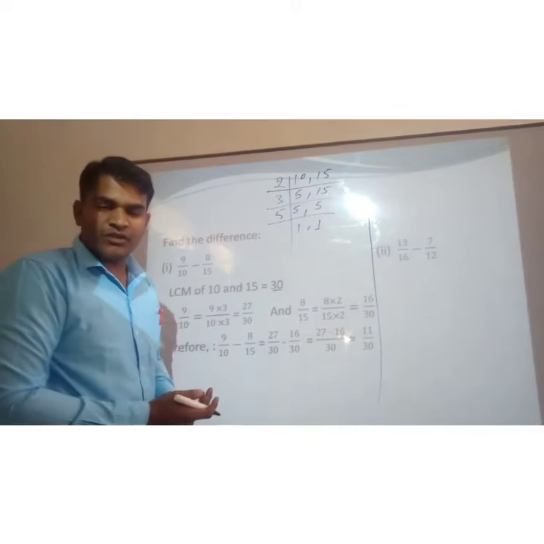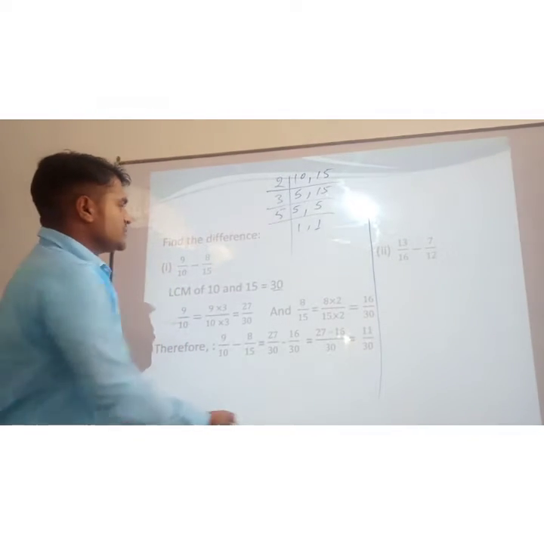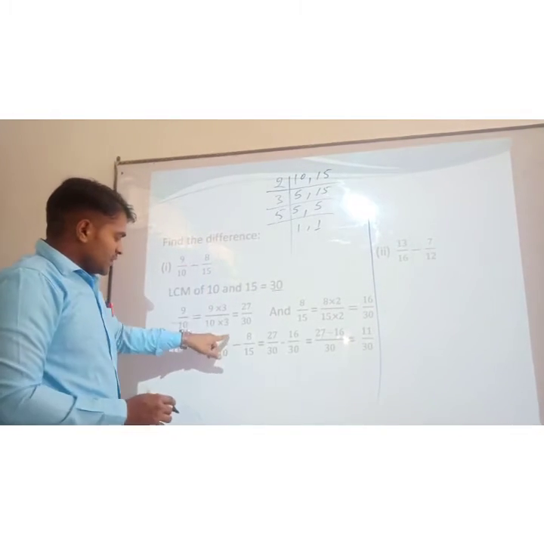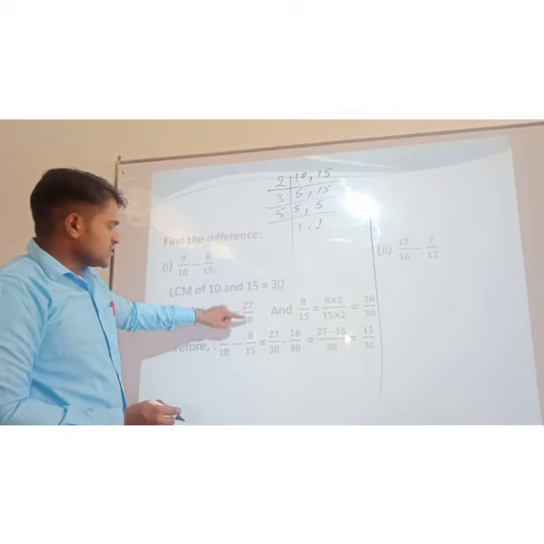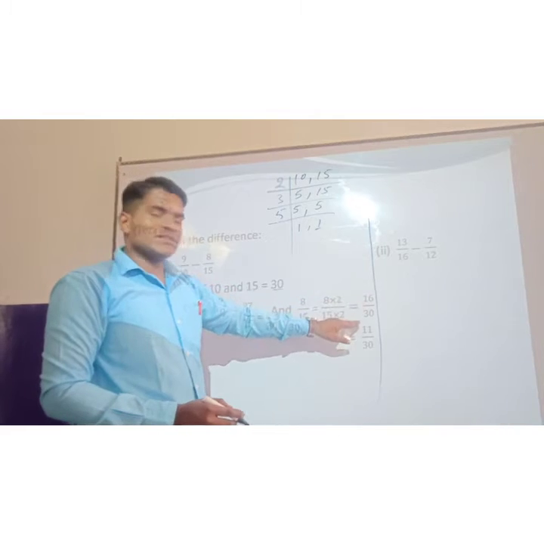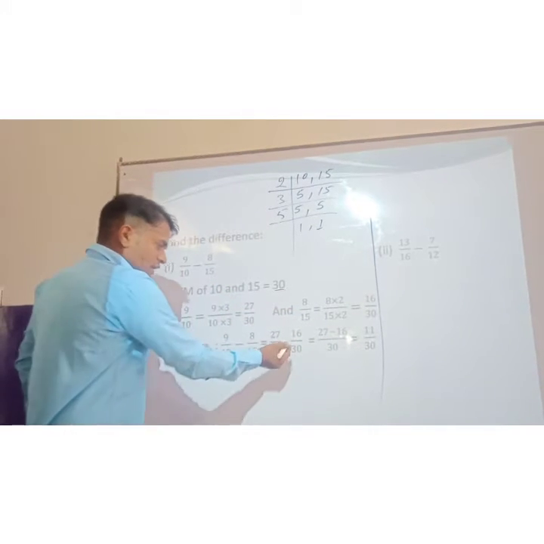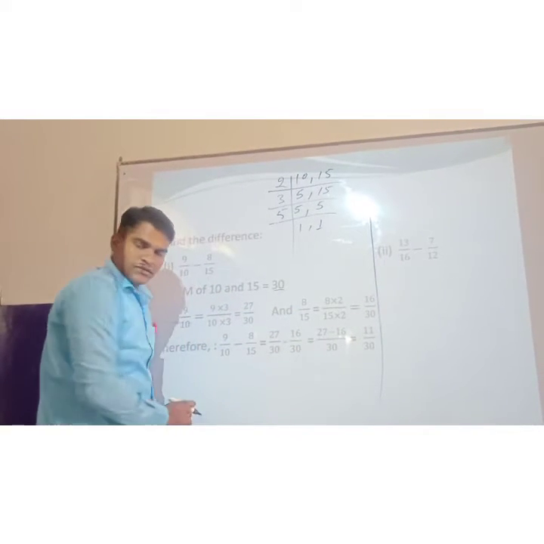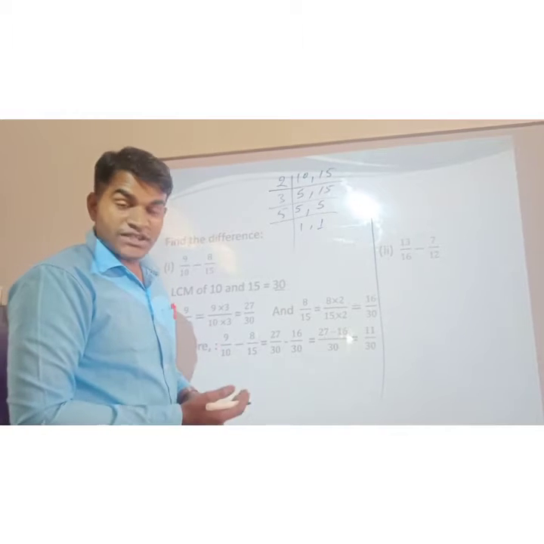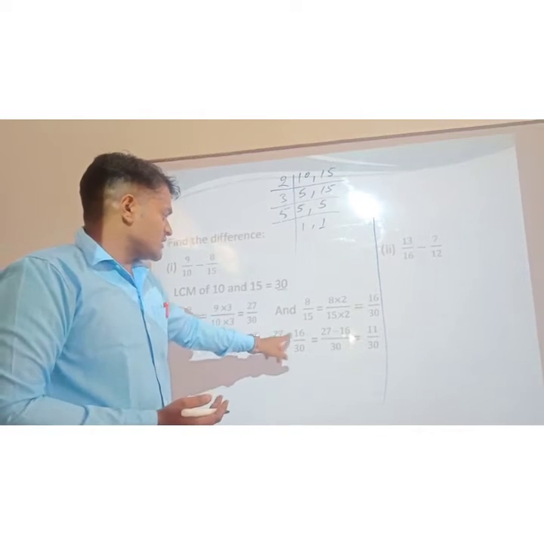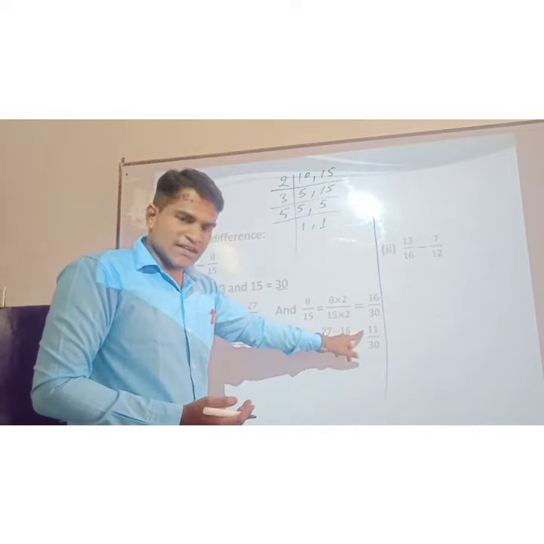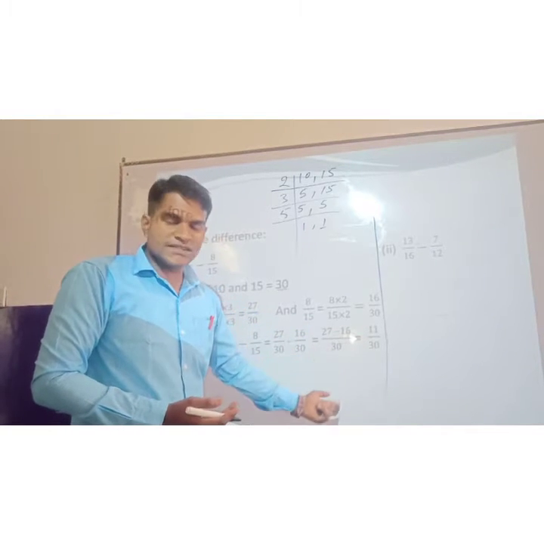By equivalent fractions, 9 upon 10 and 8 upon 15 are replaced by 27 upon 30 and 16 upon 30 respectively. Now the denominators are equal, so we have to subtract the numerators only. 27 minus 16 is 11. So we get 11 upon 30 as the result.